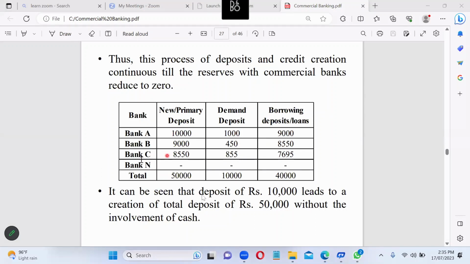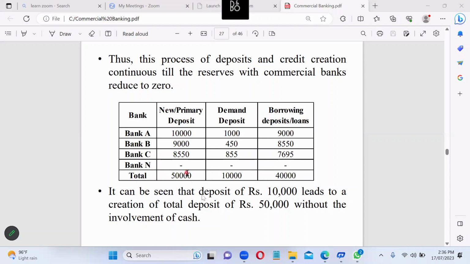So someone comes and takes a loan. C comes and takes a loan from bank B, from the 8,550. From that, they maintain a reserve of some percentage. Here, I think 10%. So the balance after the 10% is 7,695. That goes to another procedure at the next bank. So likewise, the process continues until we get 50,000 of new deposit, and the demand deposit is 10,000 at the central bank, and the borrowing deposit goes as 40,000. Until the amount goes to zero, we have to do this process.